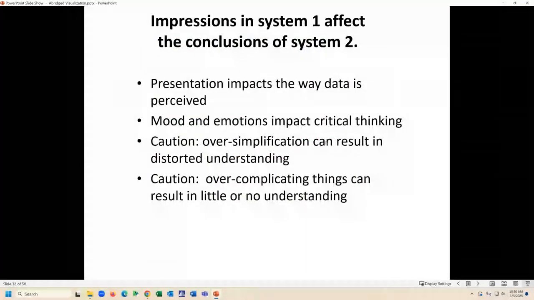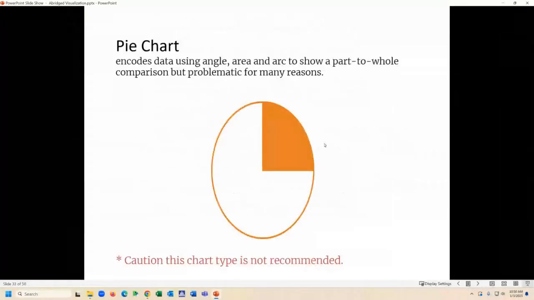So if you oversimplify things, you can get distorted understanding. And if you overcomplicate it, you end up with little or no understanding. It's a very fine line between over and under simplification.